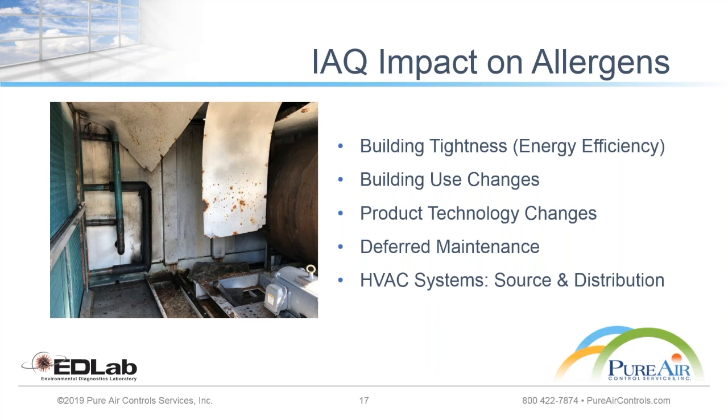So as we look at IAQ and how the indoor air quality or the environment of the building affects allergens, just to recap: building tightness, energy efficiency, building use changes, even product technology changes, where a different fan gets put on an HVAC system. Again, deferred maintenance where budgets are cut, and so now you have less housekeeping, or you're not cleaning the ducts, you're not changing the filters in your HVAC system as regularly. And then, of course, the HVAC system itself is both a source and a distribution point for the allergens. So you can see how this would affect some of you in the audience.